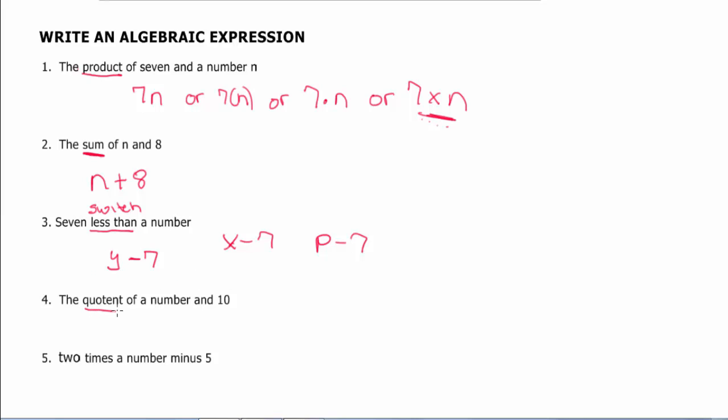The quotient of a number, again it doesn't tell you, and 10. Quotient is division, so let's use f divided by 10.